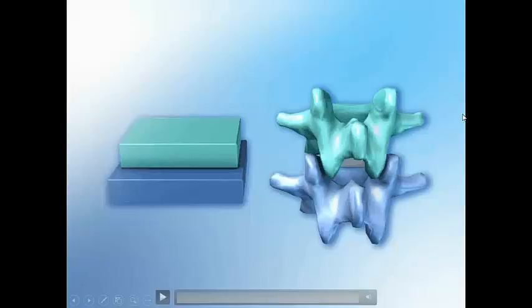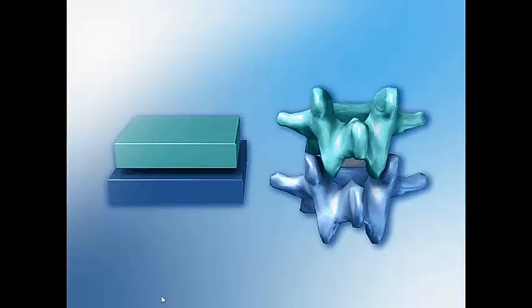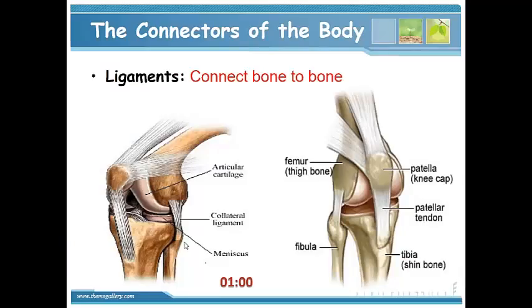Let us watch this animation. As the body moves, the vertebrae of the spine move against each other as gliding joints. Now, the other parts of the skeletal system, the connectors of the body. The ligaments, which connect bone to bone, are also important, and the composition of the ligaments is really important in the bones, which allows the maximum flexibility. And you can see certain ligament names here: articular cartilage, collateral ligament, etc.